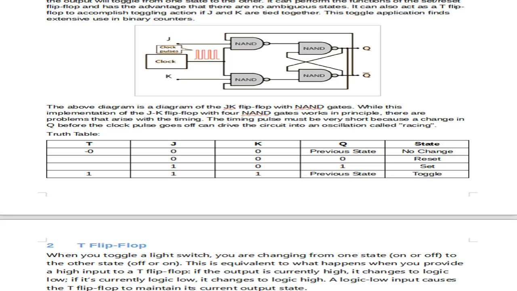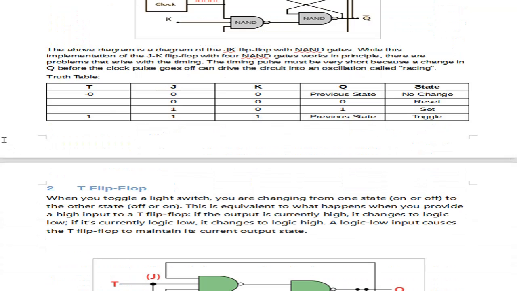Here's the truth table for the 9-gate JK flip-flop. When T is set to 0 and J and K are set to 0, nothing changes. It remains in its previous state. When there is no input from T, but J and K are set to 0, this resets the flip-flop. The output goes to 0 and thus the state of the flip-flop means it's in reset state.